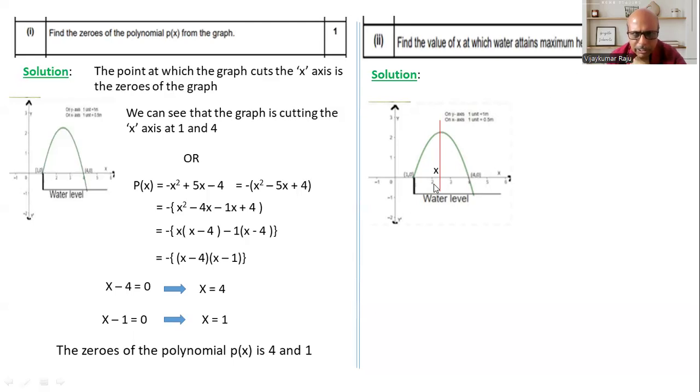So if you see, this value is between 2 and 3. So that means the value of x at which water attains maximum height is (2 plus 3) divided by 2, that is 5 by 2. So this is the point 5 by 2 at which the water attains maximum height. Third bit.